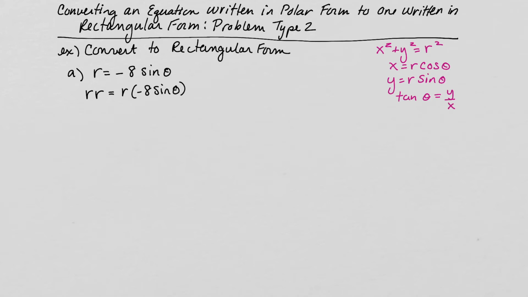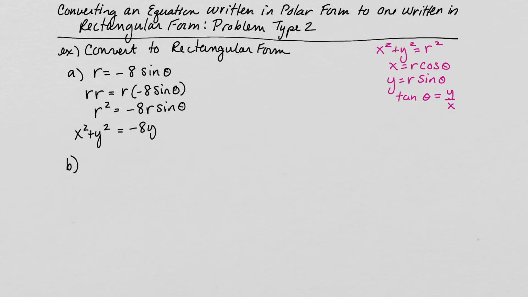If I rewrite this, I end up with r squared is equal to minus 8r sine theta. And now I can replace r squared with x squared plus y squared, and I can replace r sine theta with y. So x squared plus y squared is equal to negative 8y. And I can't really solve that for y, so I'm just going to leave it the way that it is.